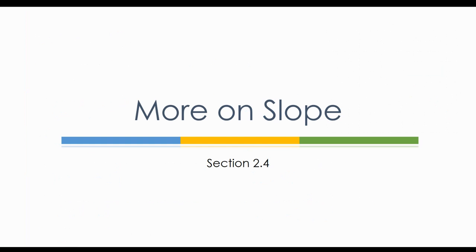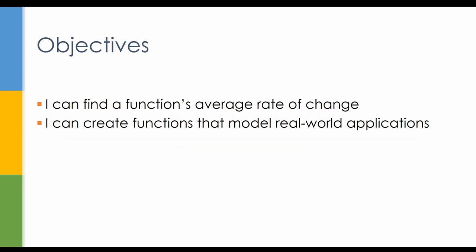All right, so we are going to continue with section 2.4, more on slope. Today we're going to find a function's average rate of change, and we're going to create functions that model real-world applications.